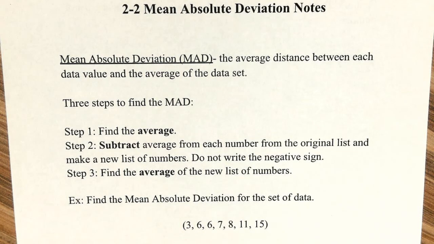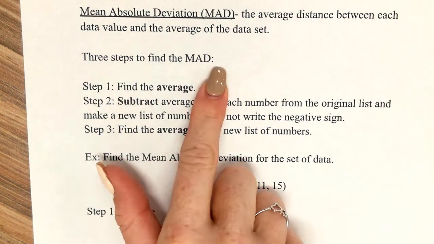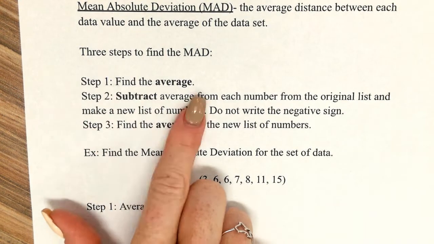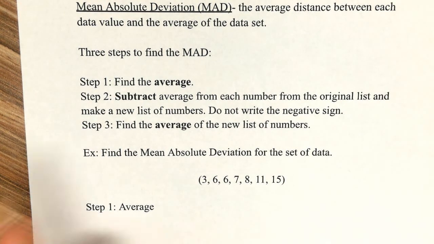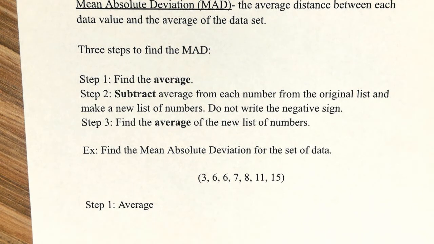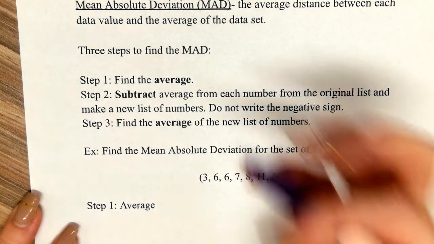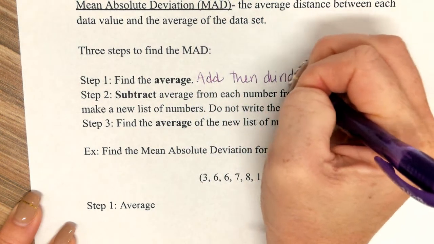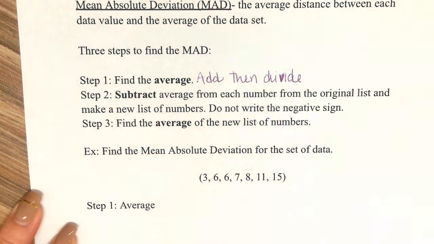So we're basically going to take some numbers and we're going to average them. Then we're going to subtract to see how far away they are from the average, and then we're going to average those numbers again. So it's a lot of pushing buttons. All right, there are 3 steps to find the mean absolute deviation. The first step is to find the average. And who can tell me what we just said to find the average? Add, then what? Then divide. So anytime you're finding the average, you add, then divide.